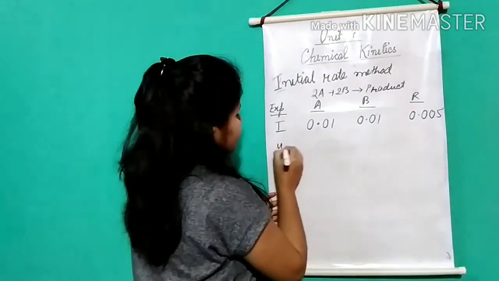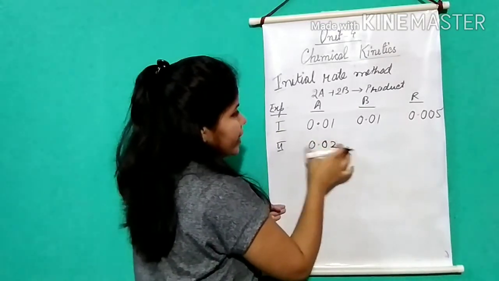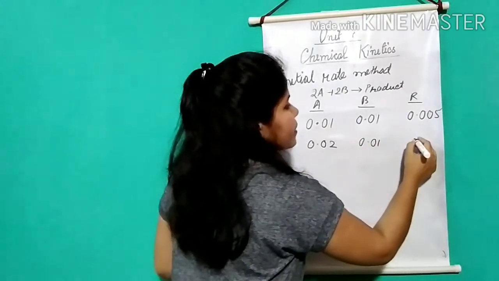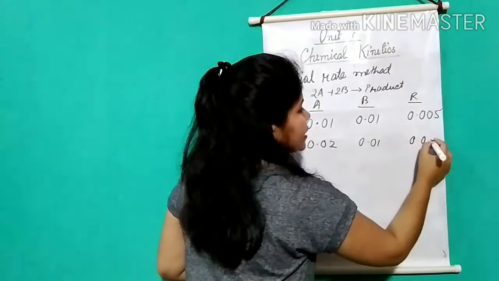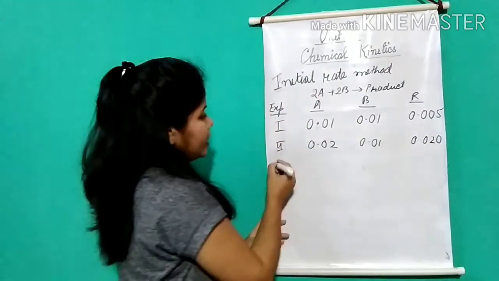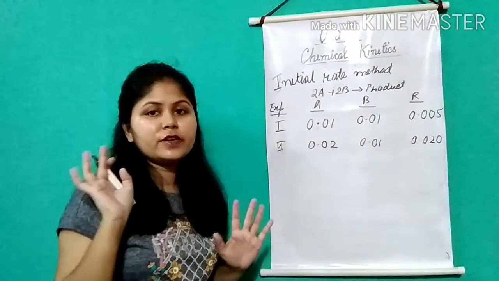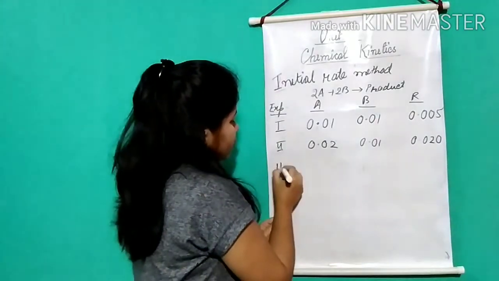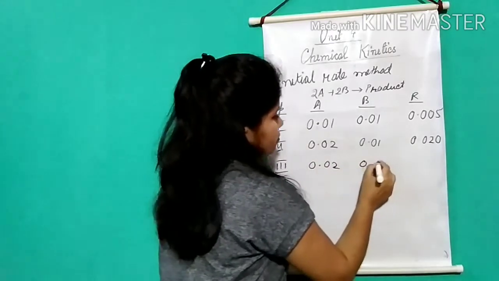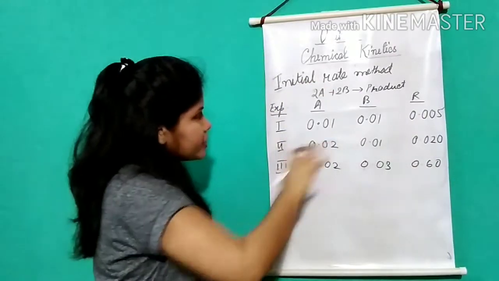In the second experiment, we will change the concentration of A and keep the concentration of B constant, and we will determine the rate of the reaction. We will continue like this until the overall rate of the reaction is determined. So experiment values will be given like this, such as 0.60. A table like this will be given.